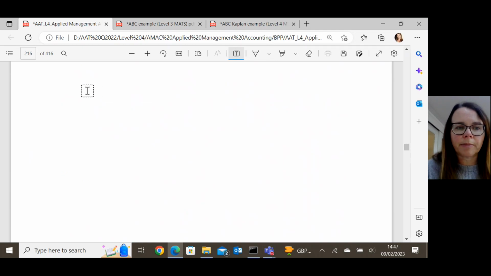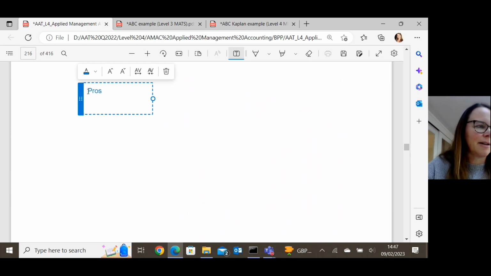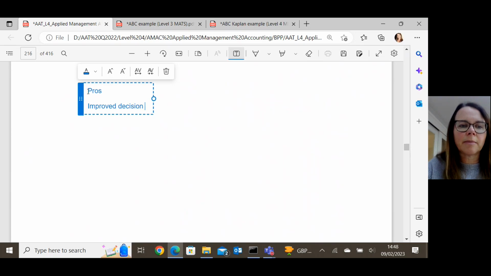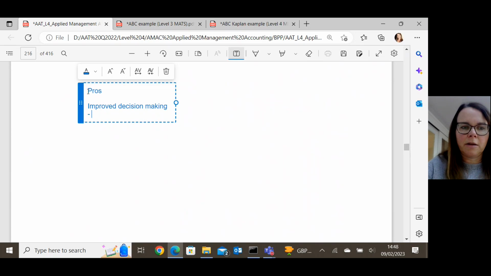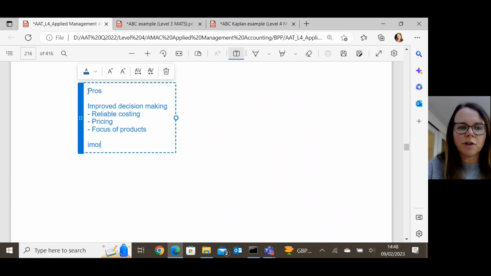So the pros of activity-based costing are that you have improved decision making. So you've got reliable costing, can be used for your pricing strategy, can be used to decide focus of products, if you should discontinue any of them. It gives you improved cost control.